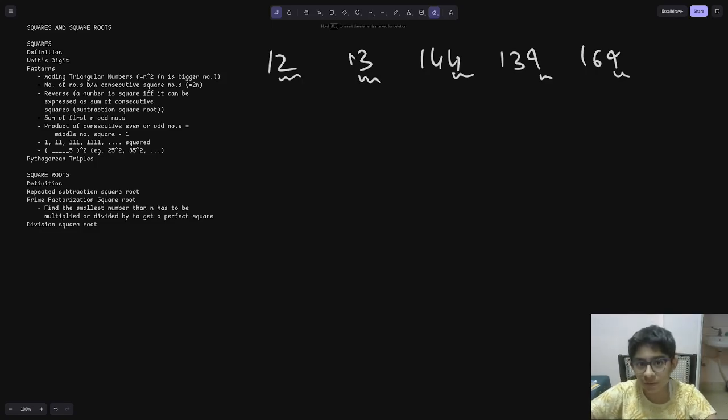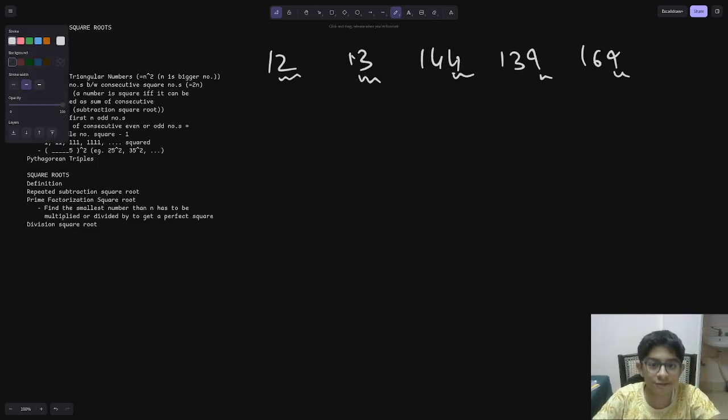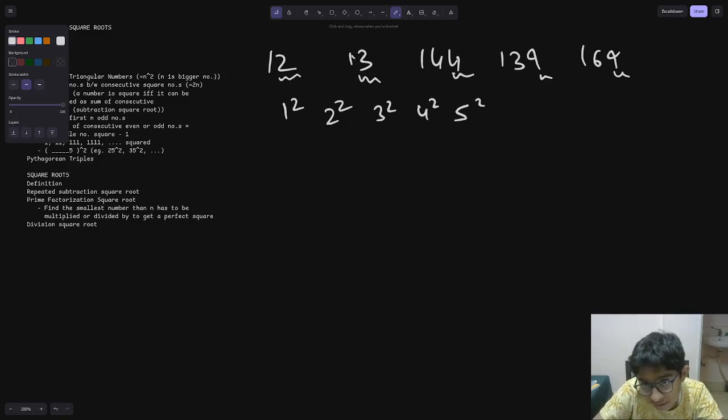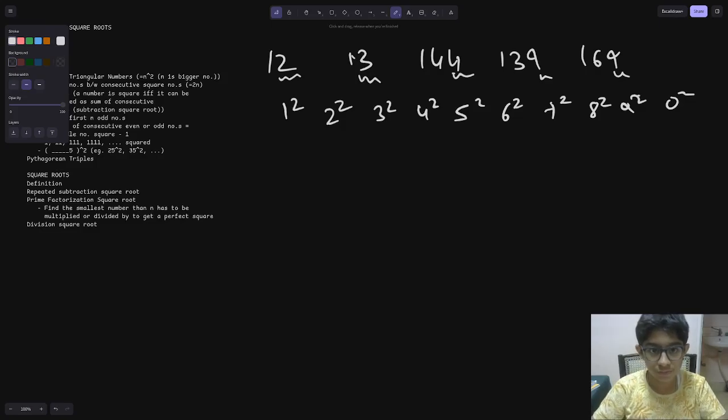Now the square of a number means that you are multiplying a number by itself. So when you square it, the unit digit has to be 1 square, 2 square, 3 square, 4 square, 5 square, 6 square, 7 square, 8 square, 9 square, or 0 square. Here you have all these numbers which are digits.